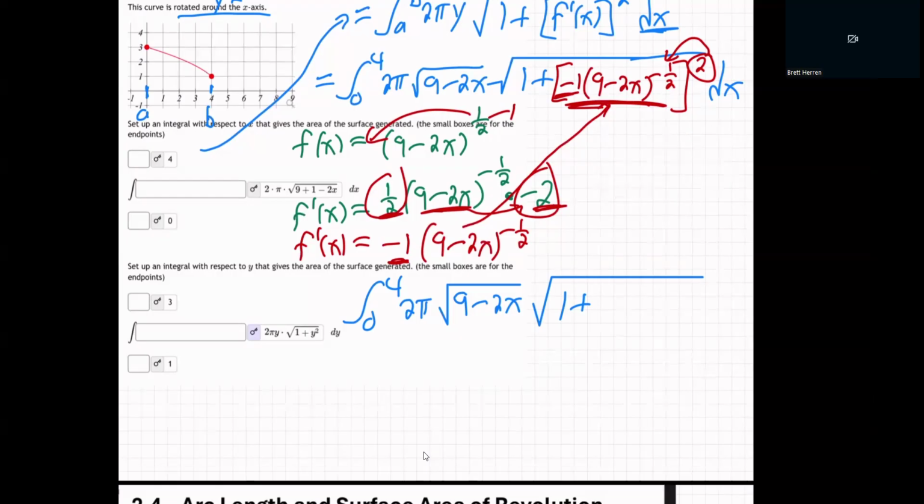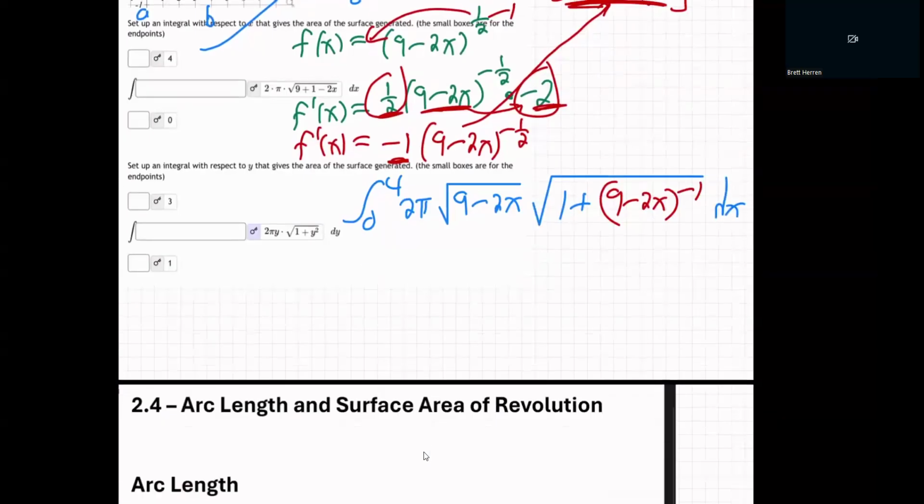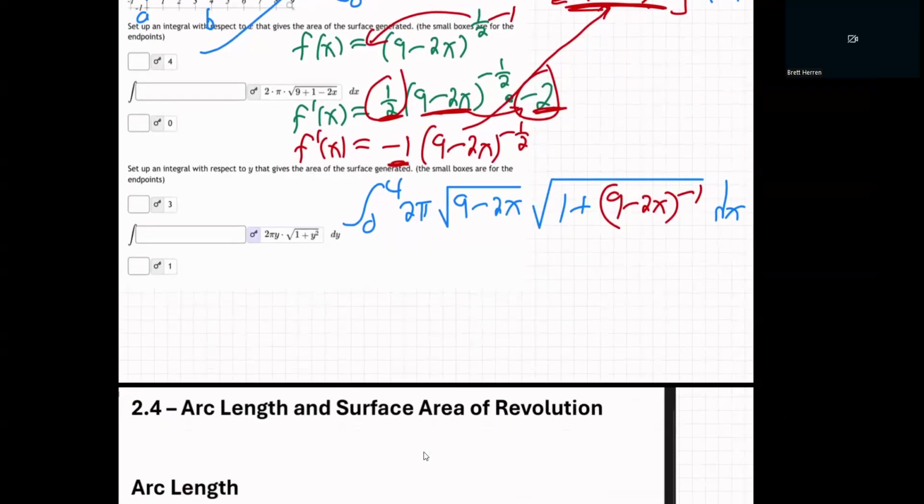So that's going to be 9 minus 2x to the negative 1, right? Because half of 2 is 1, and negative times positive is negative. Like that. All right. dx. Now what's going to happen from here?